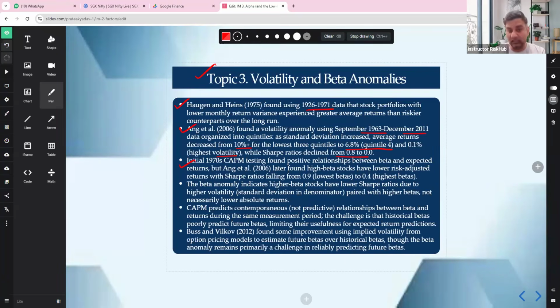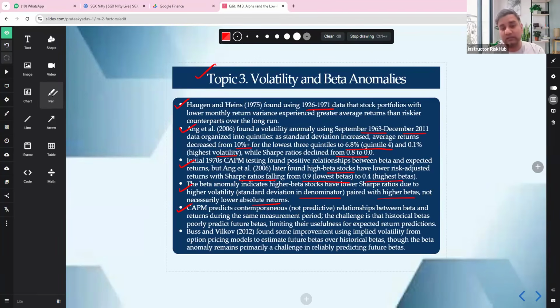So initial 1970s CAPM testing found a positive relationship between beta and expected return, but Ang et al. 2006 later found high beta stocks have lower risk adjusted returns, with the Sharpe ratio falling from 0.9 to 0.4. The beta anomaly suggests that high beta stocks have a lower Sharpe ratio, and low beta stocks have better performance, right? That is what we learned. And why is this shocking? Because CAPM predicts that when beta goes higher, return also goes higher. But in reality, when beta is higher, the Sharpe is lower, which kind of confuses us, right?